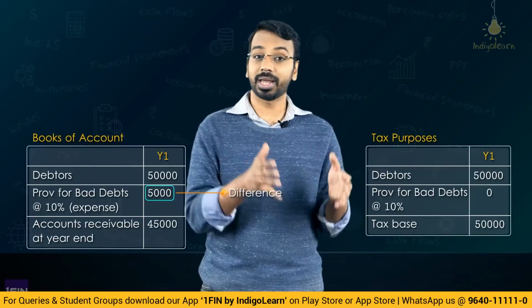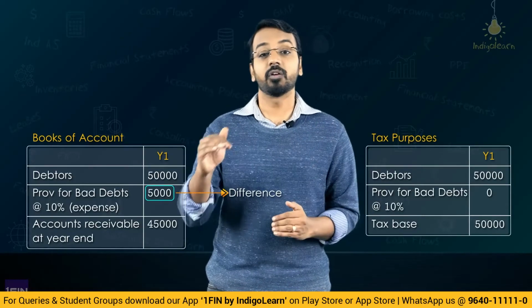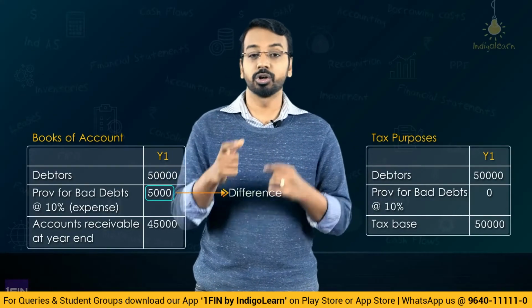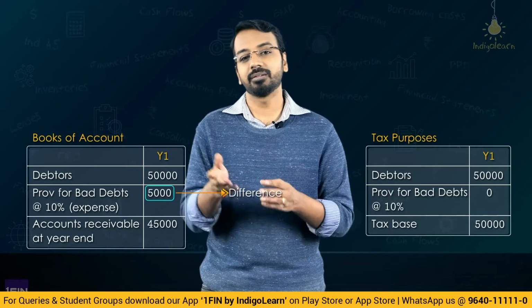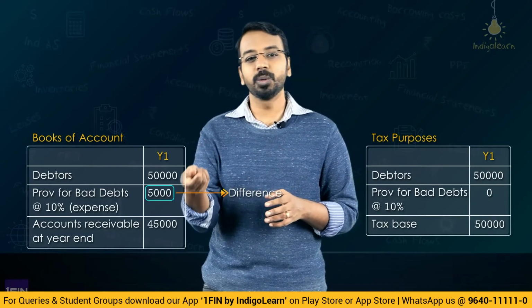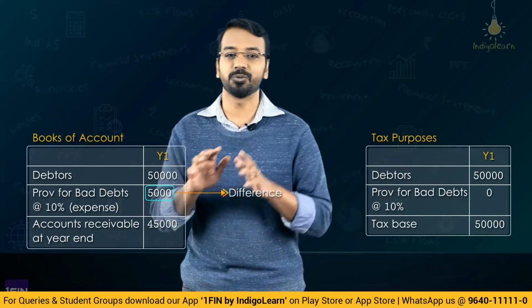And the other way to look at this is, in the books, you have taken an expense of 5,000 in the current period. For tax, the expense is not allowed. So, you will be paying higher tax now. But in the future, whenever you write it off as a bad debt, you will be able to reduce your tax then, and hence there is a deferred tax asset which is created.